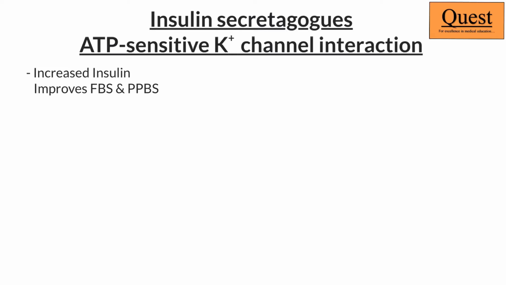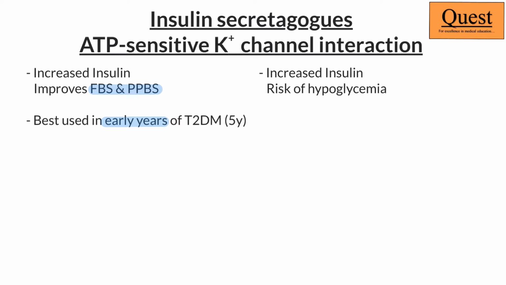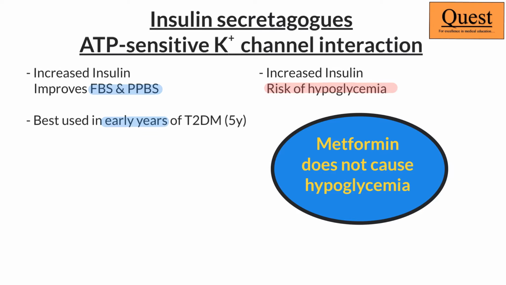Since the insulin is going to increase, that is going to improve the control of fasting sugar as well as postprandial sugar. We need to remember that these drugs are causing excess insulin secretion from a pancreas which is already under stress. That means they can be best used only in the early years of type 2 diabetes. That is, best results are within the first 5 years of type 2 diabetes mellitus. Also, since we are actually increasing the insulin levels, there is a risk of hypoglycemia with the sulfonylurea group. Such a risk is much lesser with, or in fact almost absent, when we talk about metformin.